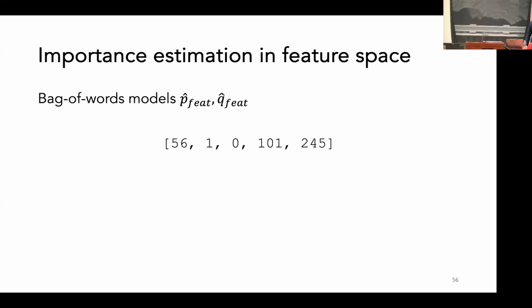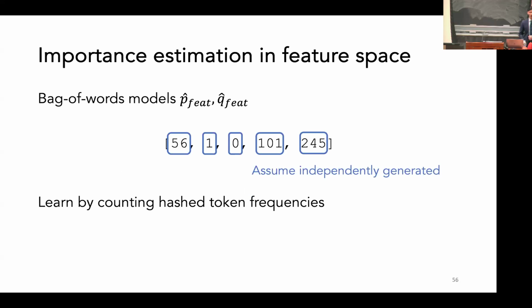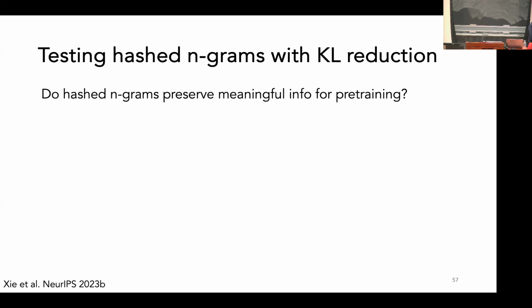To do importance weight estimation on this feature space, we use bag of words models on these hash tokens. They essentially assume that the tokens are independently generated, and then to learn the parameters of these bag of words models, you can just count the frequencies of the hash tokens. So this is very simple and parallelizable. So algorithmically, this is very easy, but do the hashed n-grams actually preserve meaningful information for pre-training?